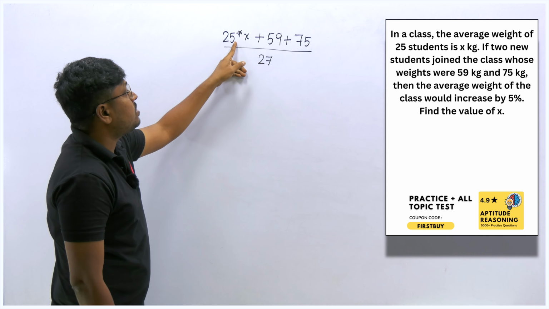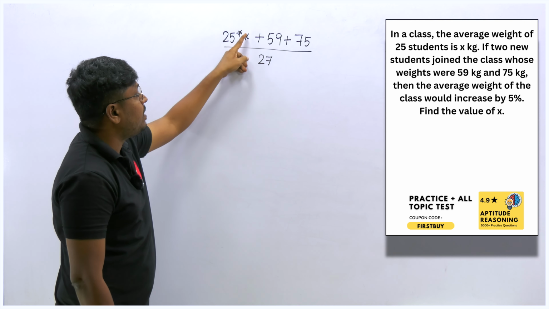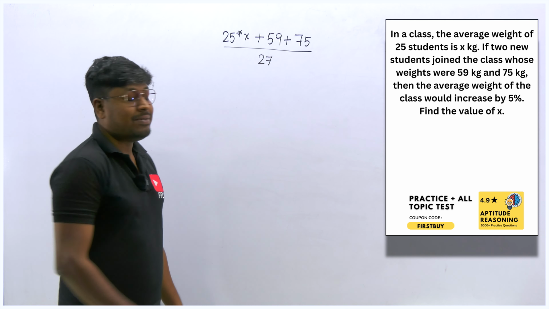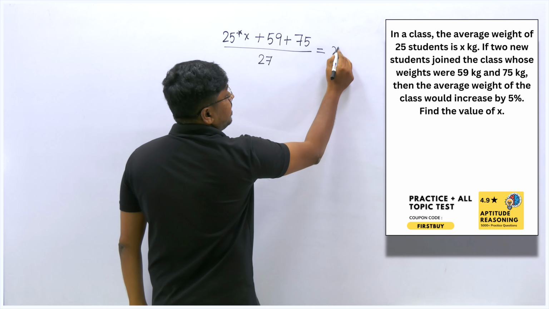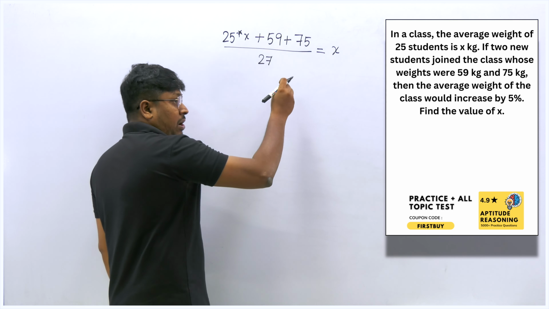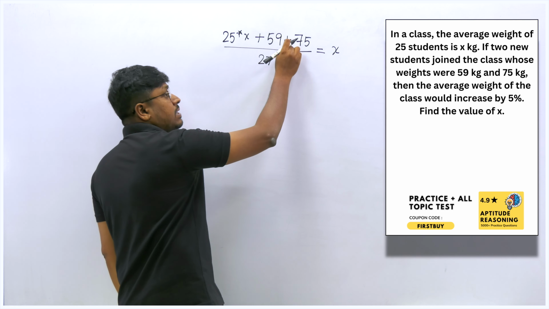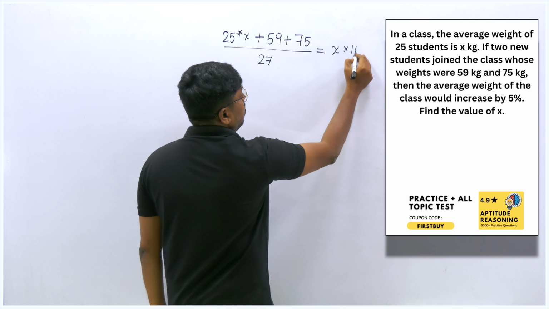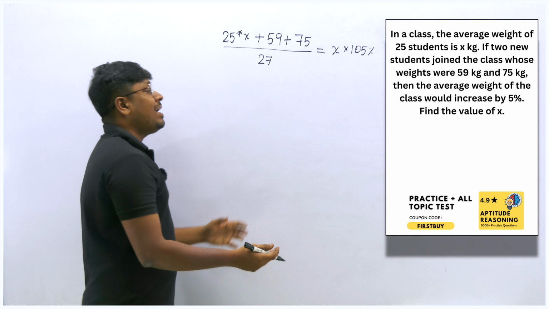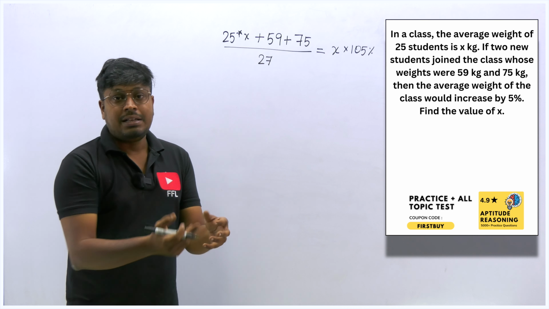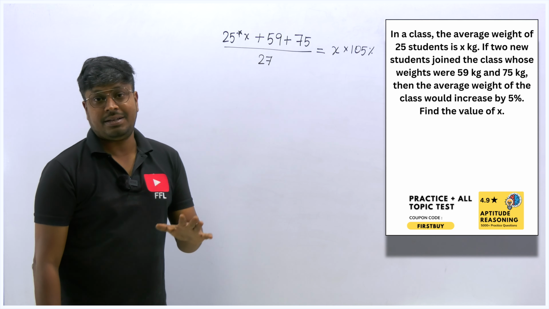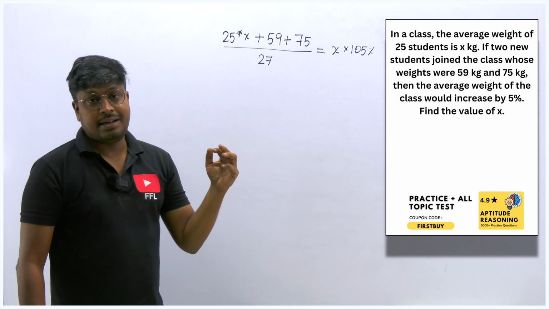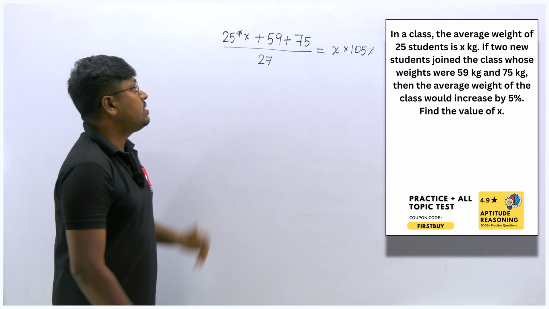And here the numerator is 25x, the total weight of 25 students, plus the 26th student and 27th student, divided by 27, is equal to the new average. Actually the average of 25 students is x, but because two students entered the classroom, the average weight has increased by 5%. That means 105%. Or else you can find 5% of x and then add. The better way is always to go with 105%, because they are saying a 5% increase, that means 105%, right?